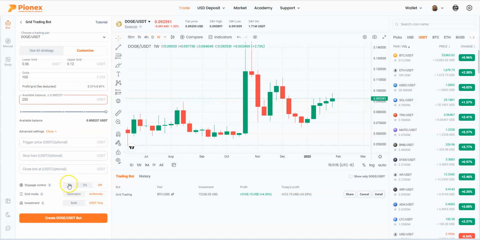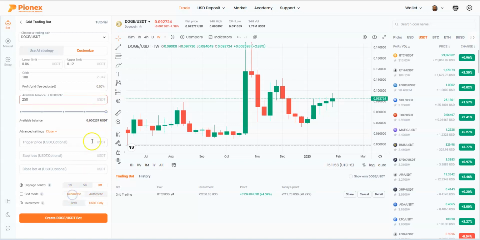Now, there's two ways you can set this up: arithmetic, and the range is going to vary. It's going to vary if you put it on this setting right here. As you can see, depending on if the price is trading at the higher or the lower limit, it's going to change how much you're earning. And the reason is because when it does that, it's going to trade the exact amount of USDT and crypto at each transaction.